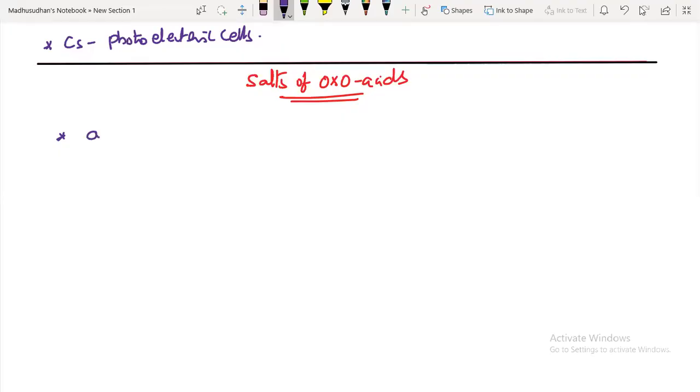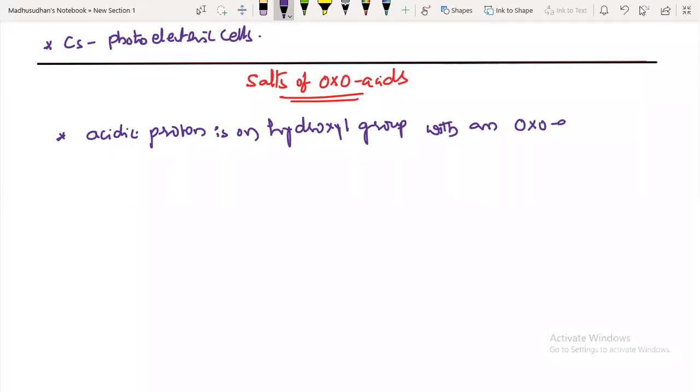An acidic proton is on a hydroxyl group with an oxo group attached to the same atom. So the best example of this kind is carbonic acid.